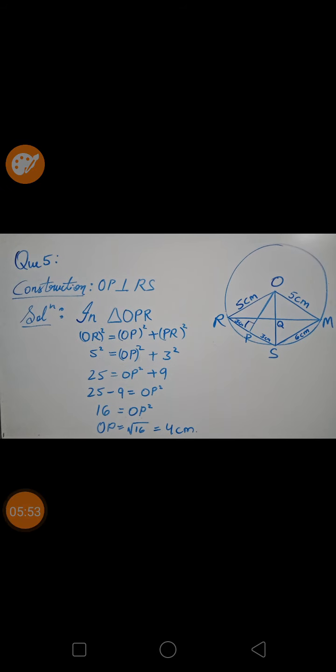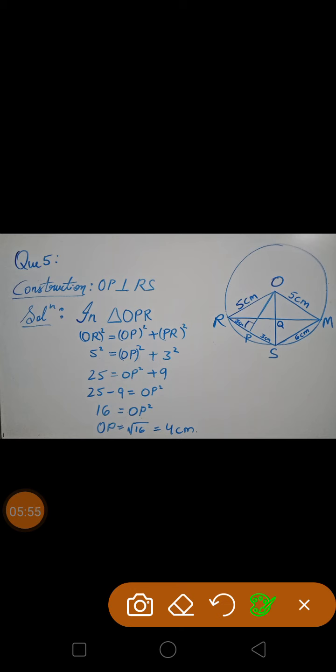So now we are taking triangle OPR. In this triangle, by Pythagoras theorem, you will write that. Now which is the hypotenuse in this triangle? This is the hypotenuse, it is OR. So we are writing OR, and then the base and perpendicular are OP and PR. You will write these.